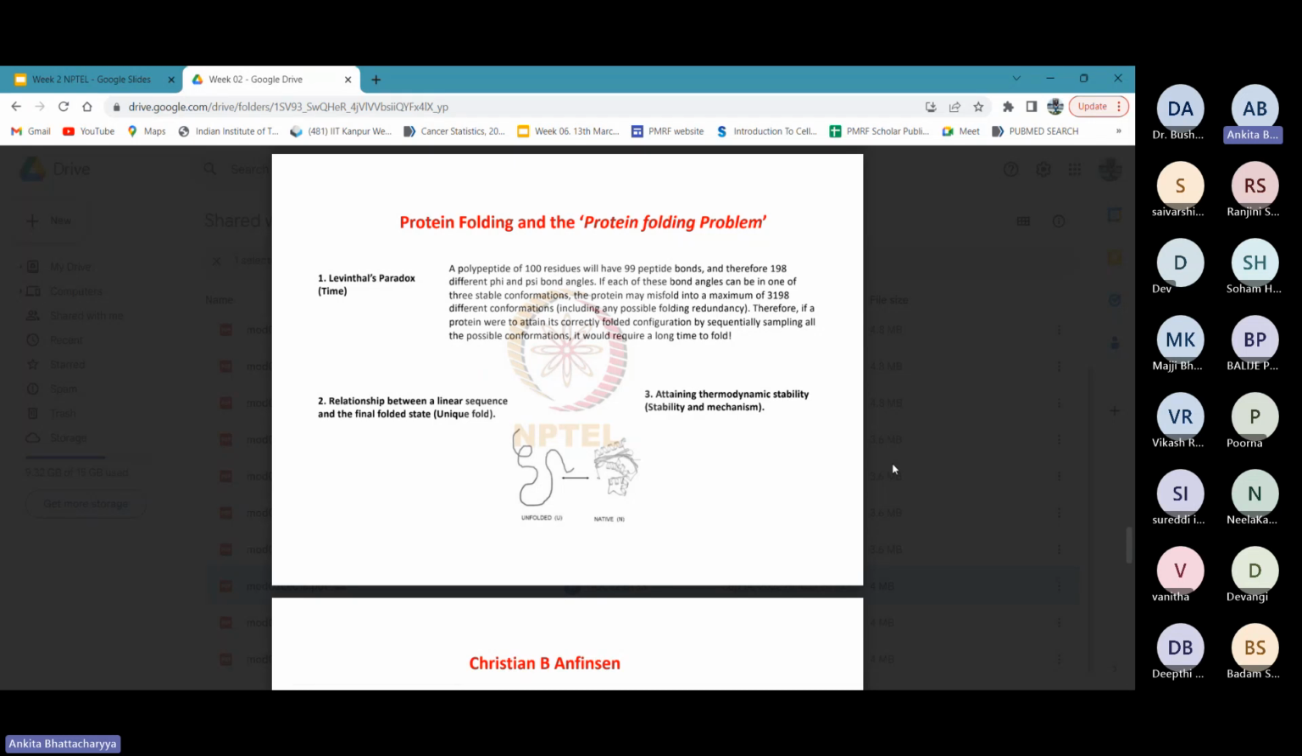And that is certainly not something that happens inside the cell. It is a matter of a few seconds, which ultimately gives you these functional proteins. So that was a problem that he talked about.